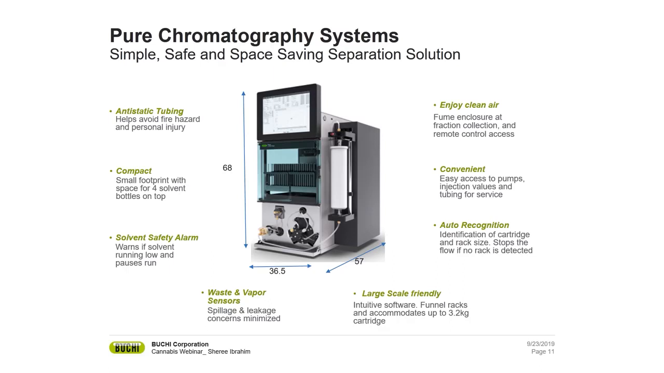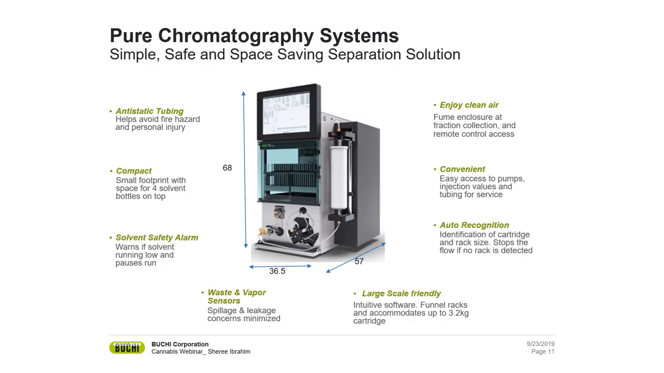So you can see the front of the instrument. You have easy access to the pumps, injection valves, and any tubing for servicing. This instrument has an auto recognition for the cartridges and the racks, along with waste and vapor sensors. And this is important to highlight because this minimizes concerns of spilling and leakage. The instrument also has a solvent safety alarm that warns you if the solvent is running low.